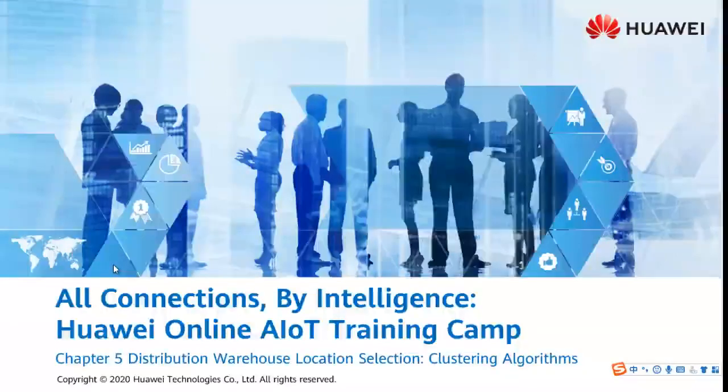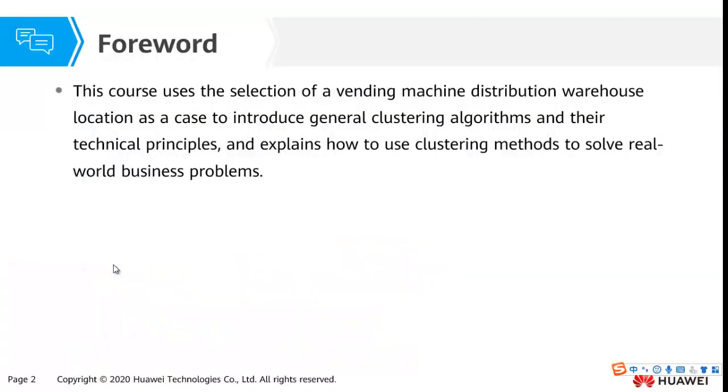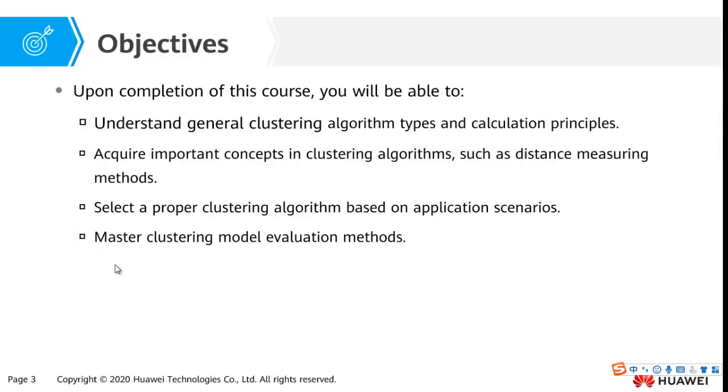In this course, we will describe how to select the distribution warehouse locations for vending machines. We will introduce some general clustering algorithms and their principles. We will demonstrate how to implement the spatial location selection solution based on the clustering algorithms on the HOV Cloud platform. This course consists of 3 parts.